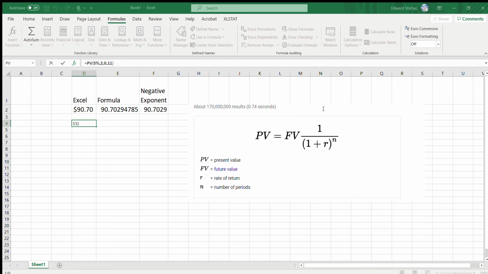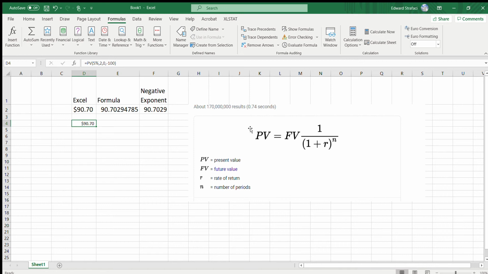So for the price, I'm going to put a minus 100 because that's the money I'm going to take out at the end, and it would be exactly what I'm showing up here, 90.70. So 90.70 invested at 5% compounded annually is going to equal $100 in 2 years.